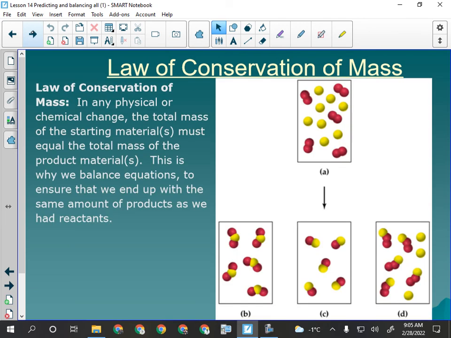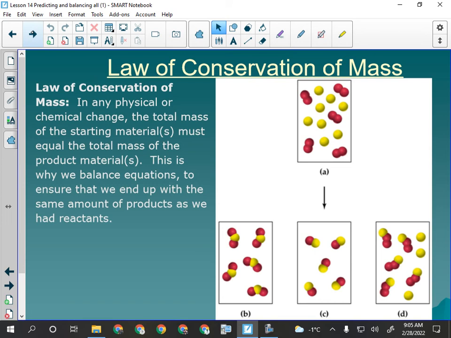Okay, so the law of conservation of mass says that in any physical or chemical change, the total mass of the starting materials must equal the total mass of the product materials. This is why we balance reactions. Which one of these three on the bottom is showing us obeying the law of conservation of mass? D, yeah, definitely D, right?